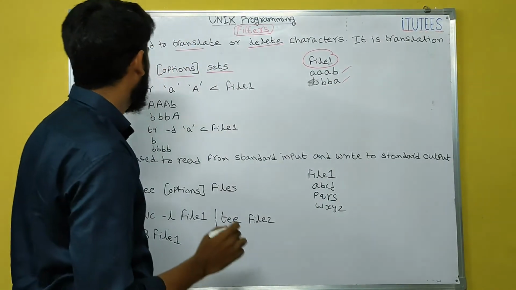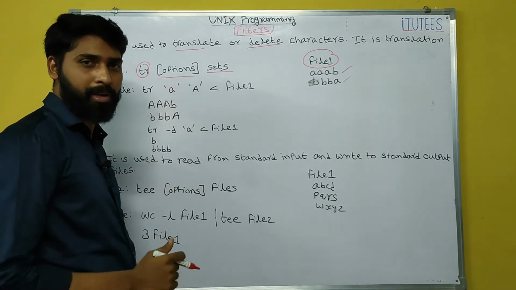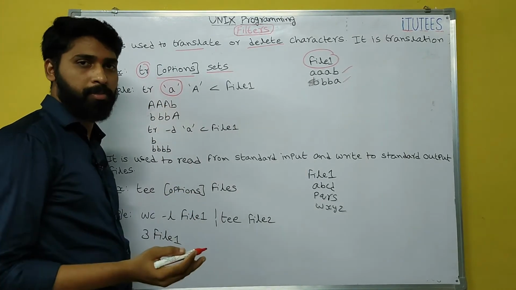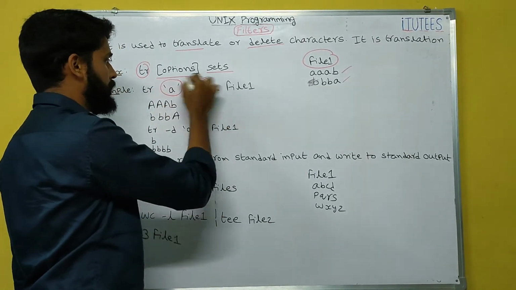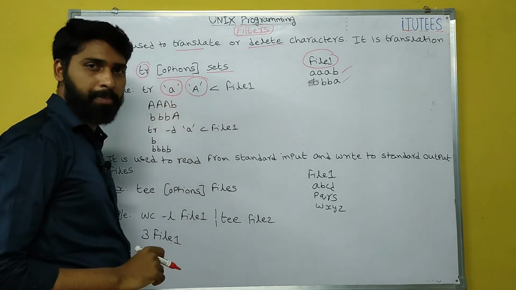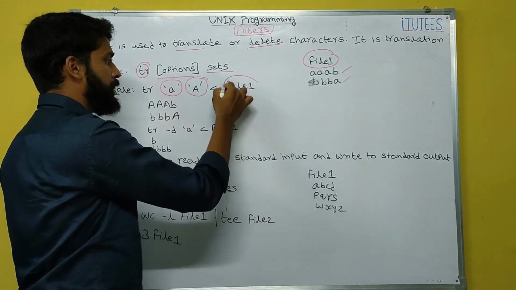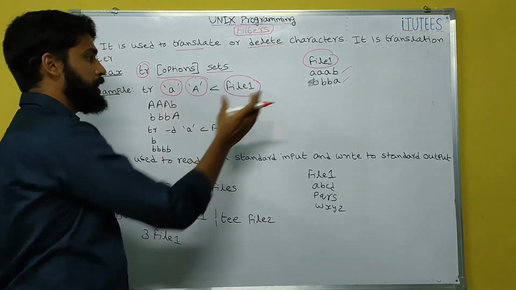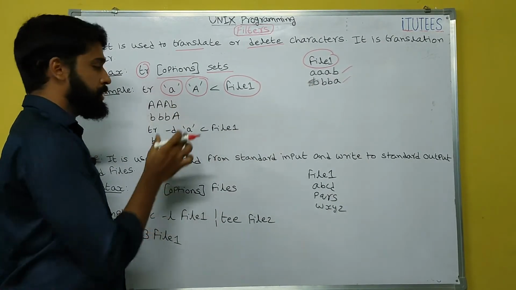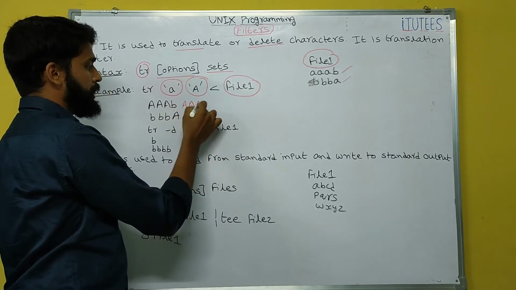BBA. Now I want to translate all the small a's to capital A. How can I write it? tr, then in single quotes small a and in single quotes capital A, with the input redirection operator. What is the input I am giving? File 1. That means file 1 is given as input to the command tr. Now what is the output? All the small a's are displayed as capital A.